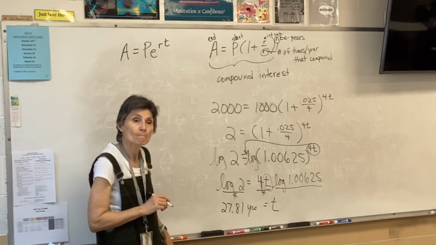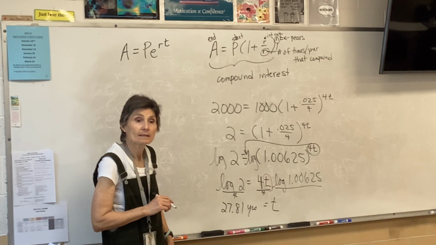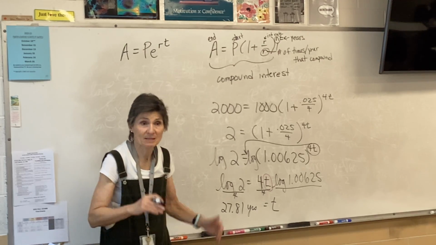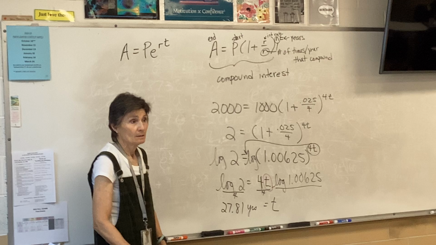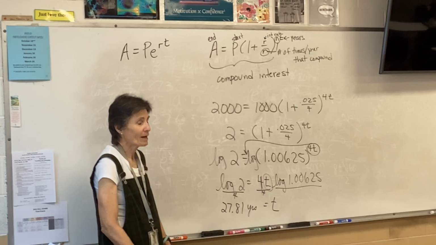Would it be fine if you did divide the log 1.00625 before you... Oh, divide, absolutely. Okay. Absolutely. You can divide them both at the same time as long as you put them in parentheses. Okay. Yeah. Okay?